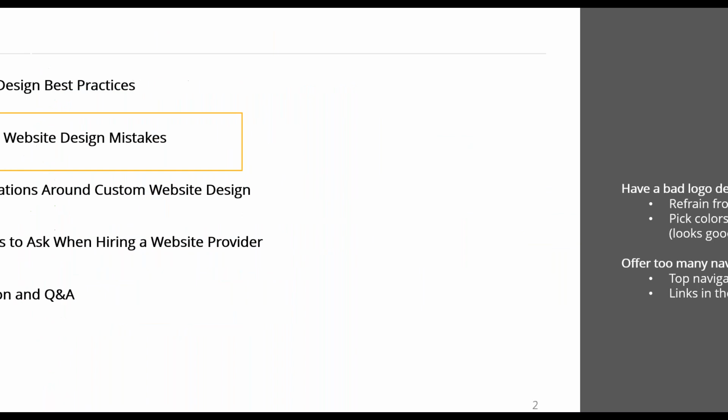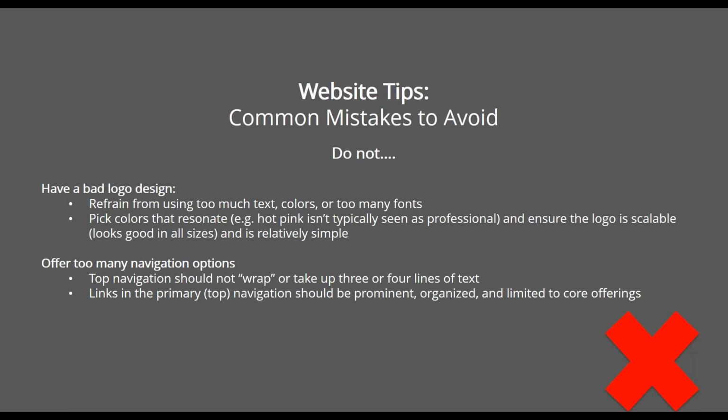So let's talk about some of the common website design mistakes. Do not have a bad logo. I think that goes without saying in all of your marketing. But we discourage you from using too much text, colors, too many fonts. You want to make sure the colors make sense and they resonate. And you want to make sure that when you have the colors selected for your logo, they're colors that are going to present well in multiple formats too. If you put a pale yellow on a website, because everybody's monitor displays colors slightly differently, it might actually just kind of fade into the background. It might not even be seen for some people. So just think about that when you're picking out logos.